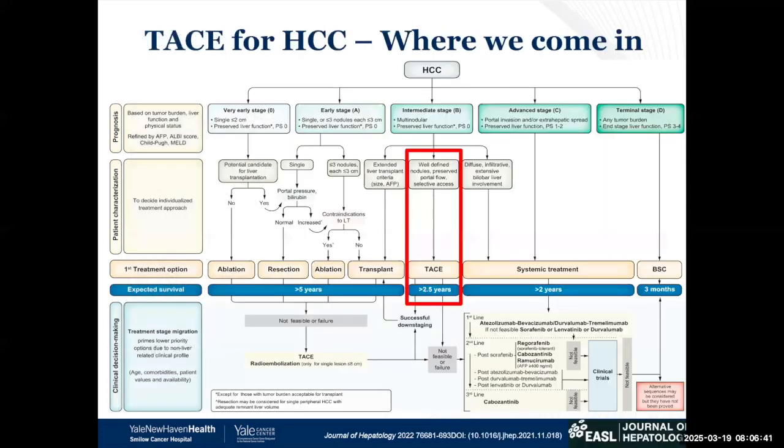Okay, TACE lives in the intermediate stage of HCC. You have mostly multinodular disease with preserved liver function and preserved functional status, well-defined nodules, mostly preserved portal flow, and the ability to access the tumor supply selectively. By now, the average expected survival with TACE is over 2.5 years. TACE can be used both as a definitive treatment as well as for downstaging or bridging to transplantation. And if TACE is not feasible, you can always defer to other therapies, but TACE is usually still the first line.